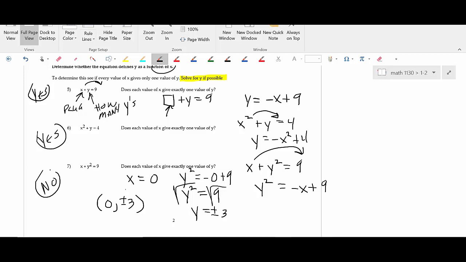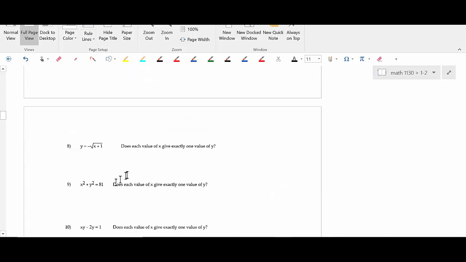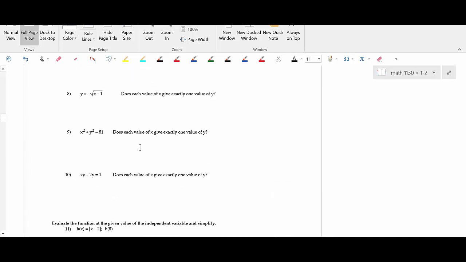What you will find on these problems most of the time is that what made this not a function is that the square was on a y. This one was okay because the square was on an x. That's basically how that worked out. Okay, now let's do a few more of these to get the idea.